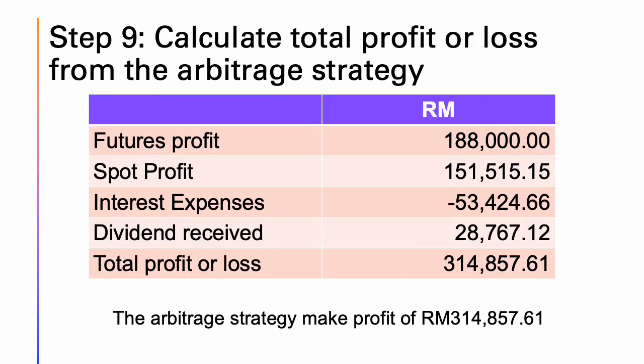So step number 9, you calculate total profit or loss from the arbitrage strategy. So futures profit, you get RM188,000. Spot profit, RM151,515.15. Interest expenses, RM53,424.66. Dividend received, RM28,767.12. So your total profit or loss, RM314,857.61. So if you look at all the cash flow, we put negative for interest expenses because interest expenses is the cash outflow.